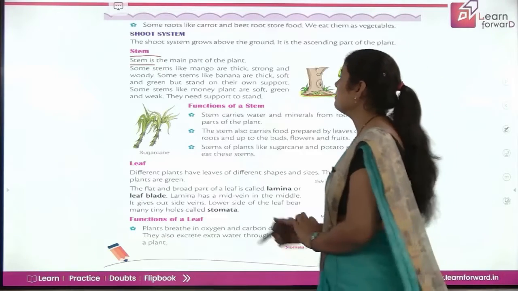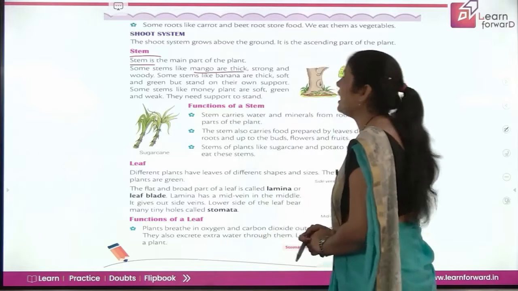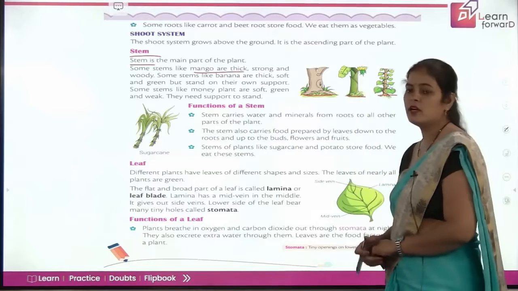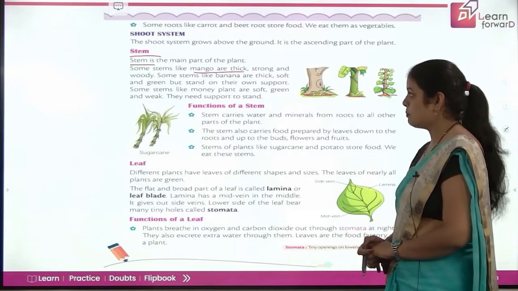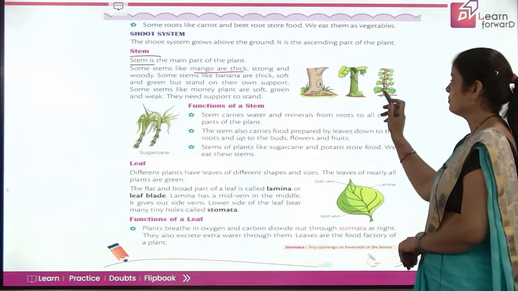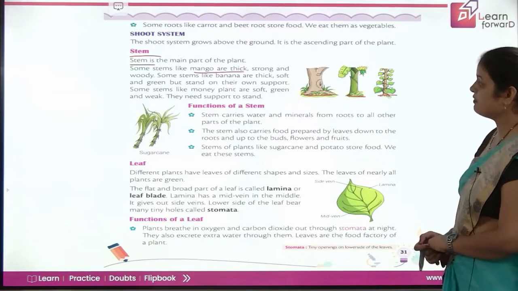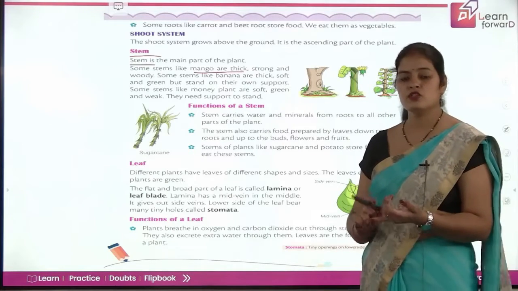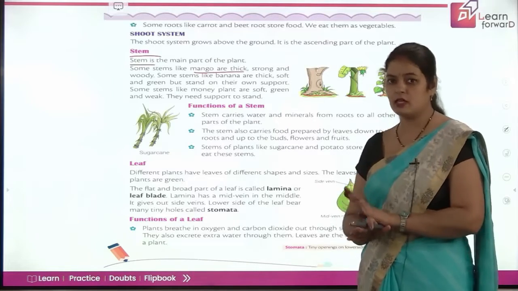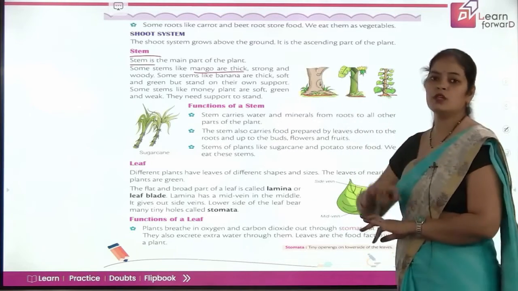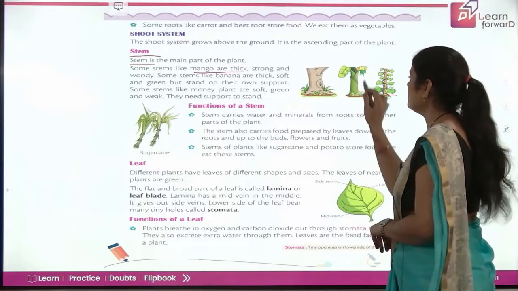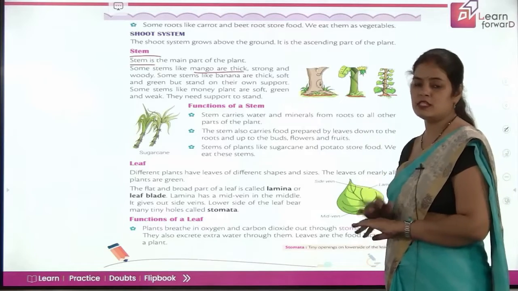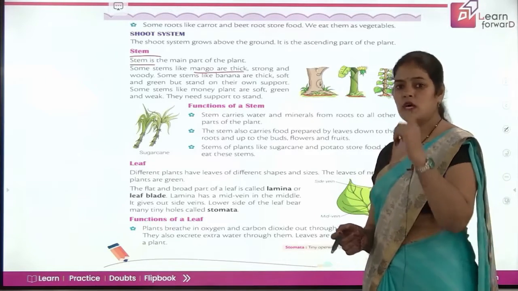Some stems like mango are thick, strong and woody. Some stems like banana are thick, soft and green. This is a banana stem, but they stand on their own support. Some stems like money plant are green, soft and weak. They need support to stand. So in our previous grades, we have discussed trees, shrubs, herbs, creepers and climbers. Here this is a tree with a woody stem. This is a tree with a soft and tender green stem, and this is a climber, which has a very weak stem and can only climb using a support.